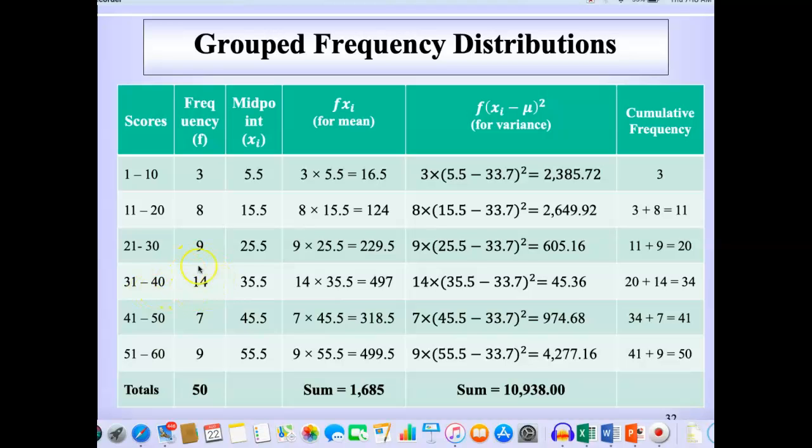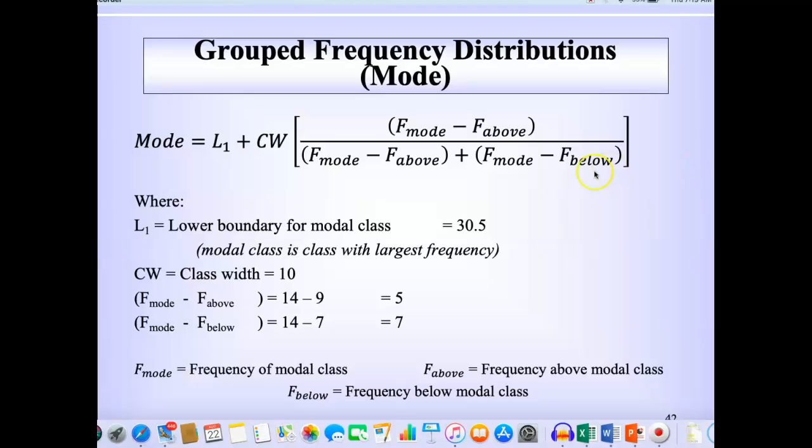So F mode is 14. Also L1, which is the lower boundary for this class, would be half to the left, which is 30.5. So L1 is 30.5. The class width we already identified as 10. The modal frequency, F mode, is 14. The one above it is 9. And F below is the one below, which is 7. So now we have all of these figures: L1, 30.5; class width, 10.